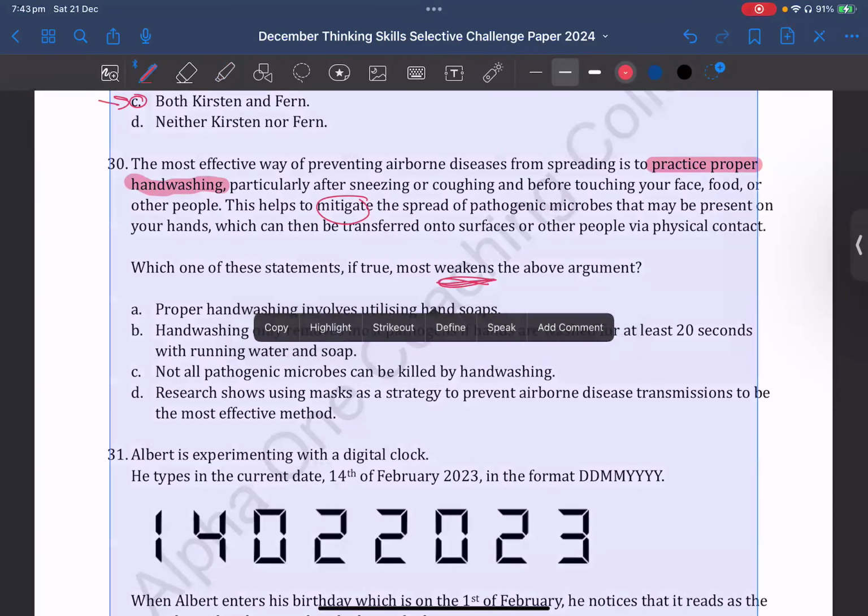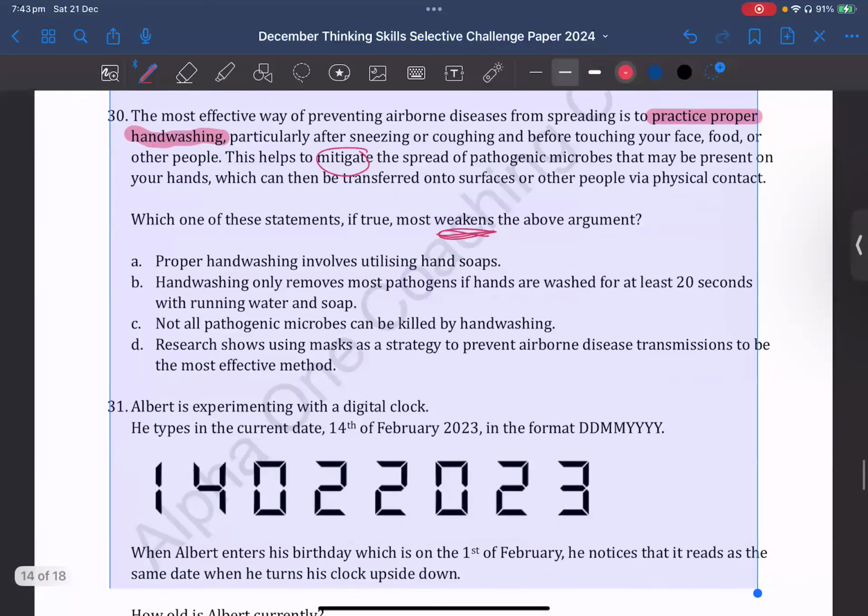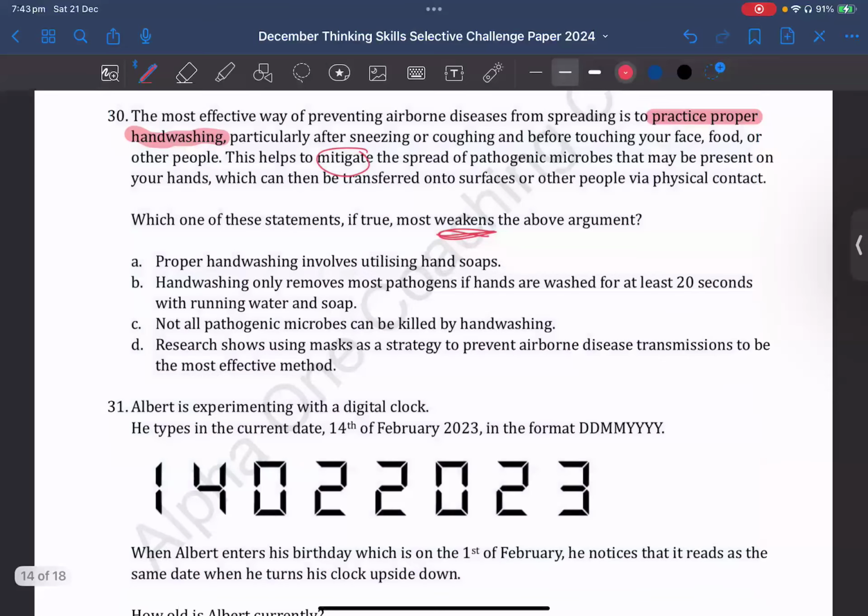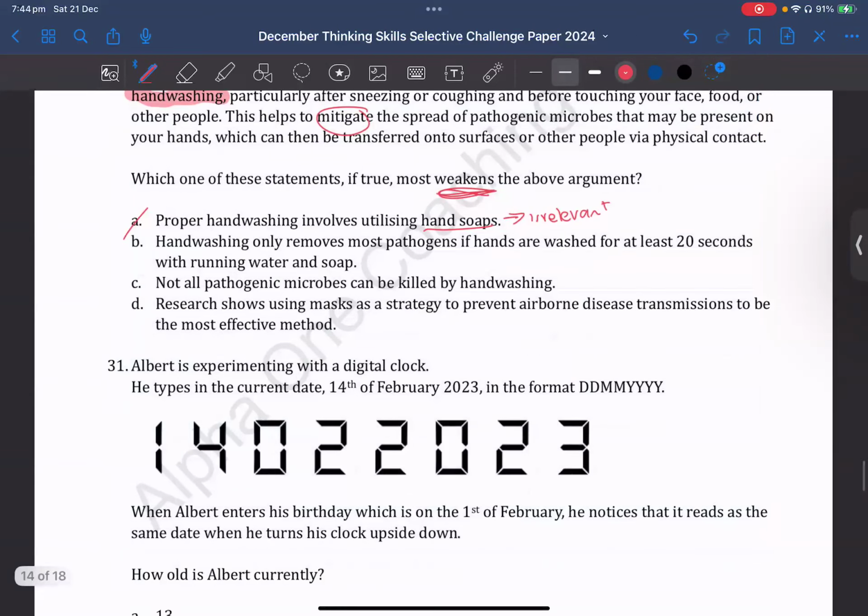So, alrighty, we're trying to weaken it, which says, okay, get rid of it. So, proper hand washing involves utilizing hand soaps. This is irrelevant. Nothing in here mentions soap. B says hand washing only removes most pathogens if you do it for at least 20 seconds. Once again, it's irrelevant. Nothing here says you have to do it for 20 or not. It's not weakening anything.